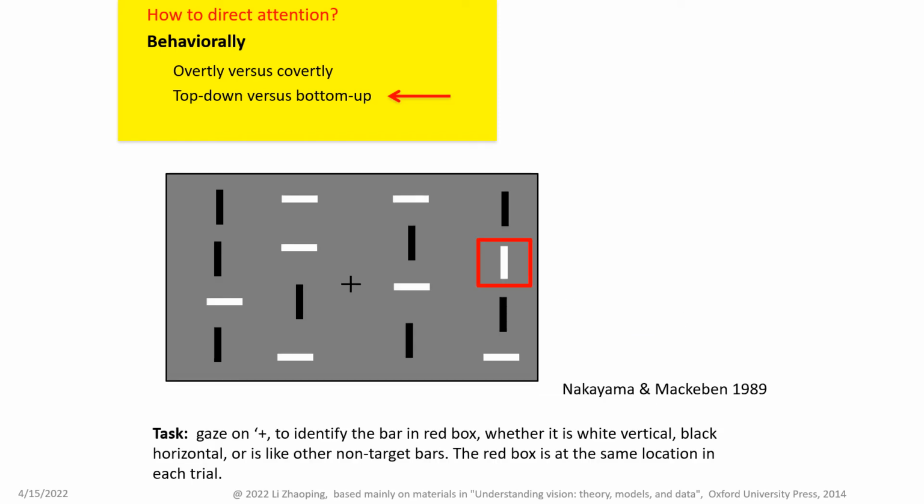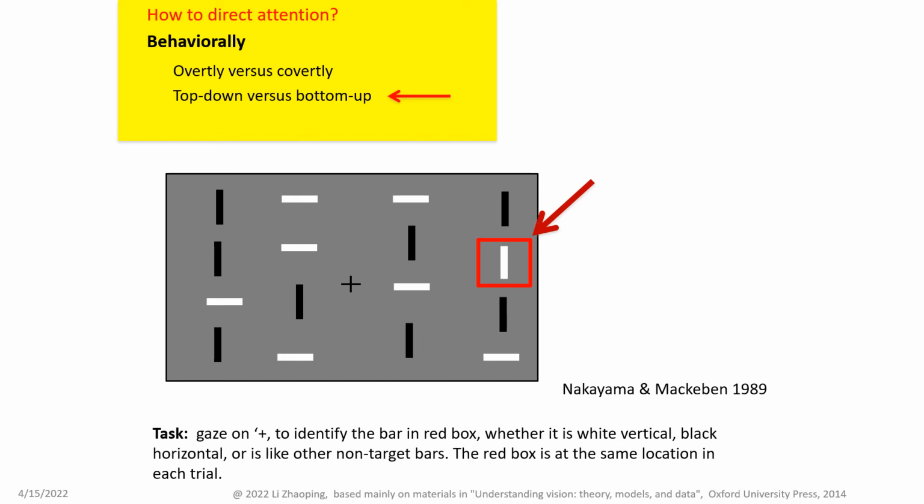Bottom-up guidance of attention can also help in addition to a top-down guidance. In this study, your task is to report the identity of the target bar in this red box and ignore all the other bars, which are non-target bars. You report whether the target bar is white vertical, black horizontal, or otherwise like the non-target bars. This task is not easy.